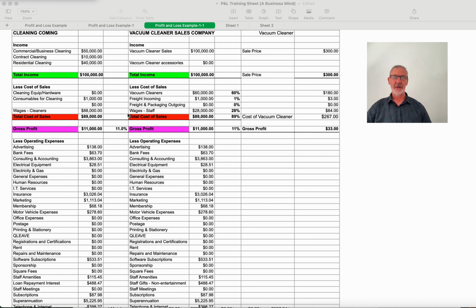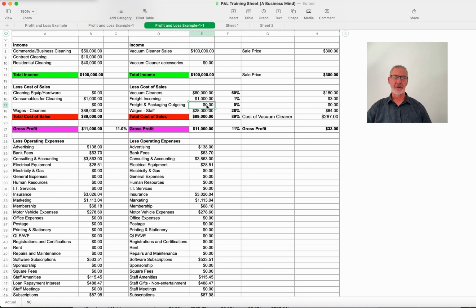So in freight and packaging, where it's got 0 there could be a percentage there, so it might be 1,000 in this case. But for the purpose of this exercise, I'll take that back out again.